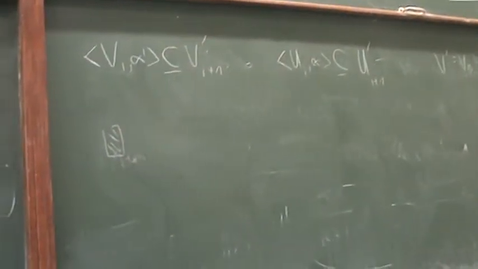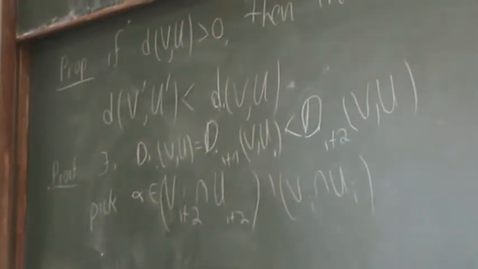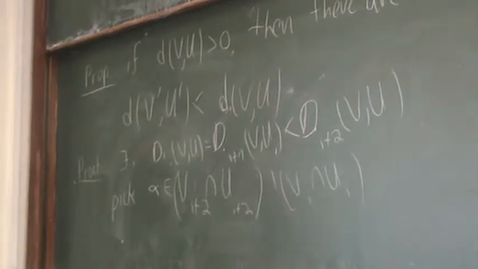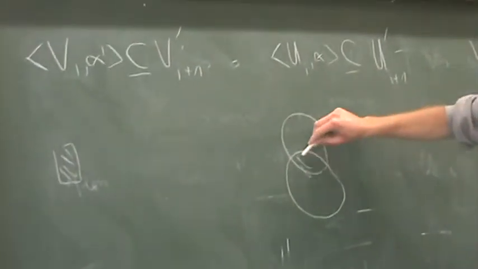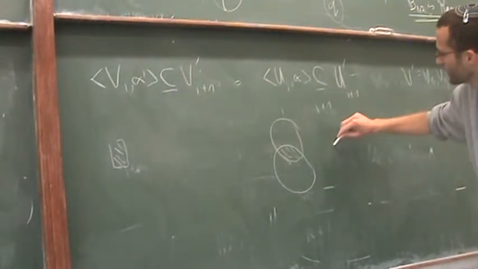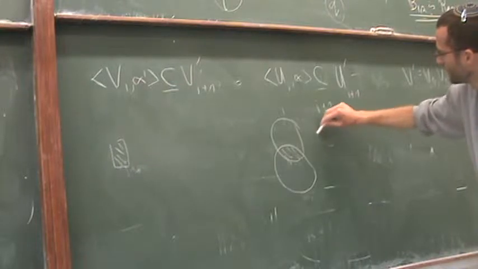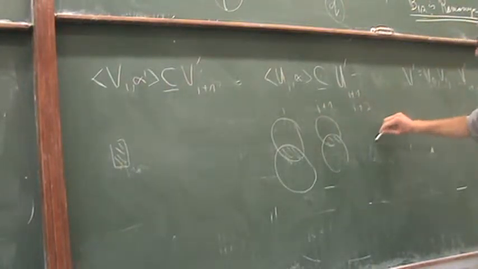Okay. Well, again, you know that at a certain stage, you have two things whose intersection is, say, this. This is at stage i, and at stage i plus 1, you know that the intersection didn't change. But in stage i plus 2, you know that it did.